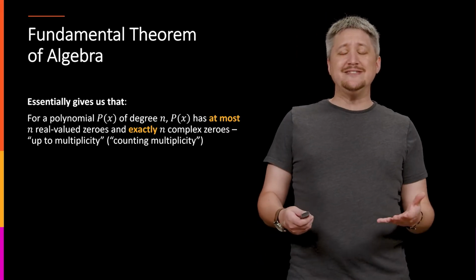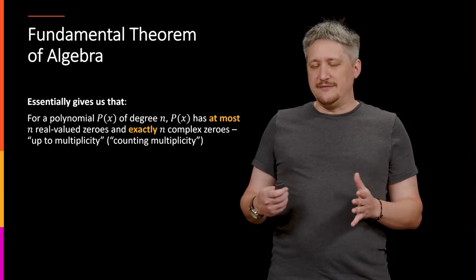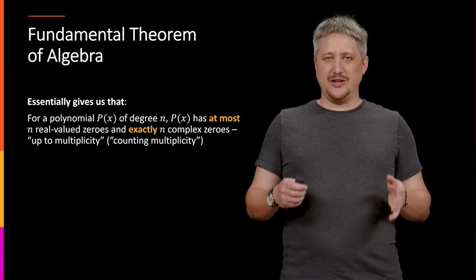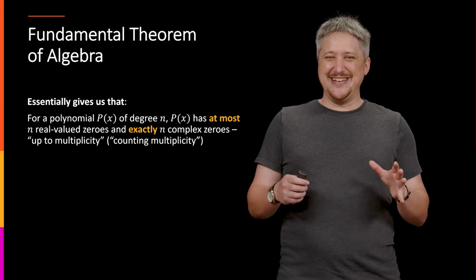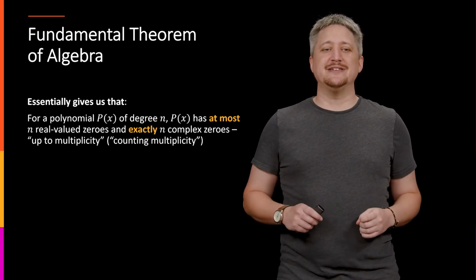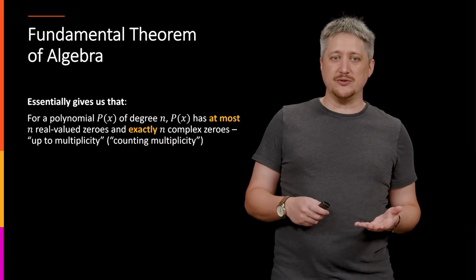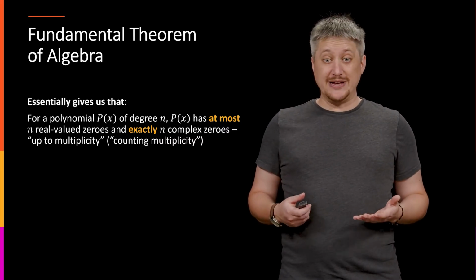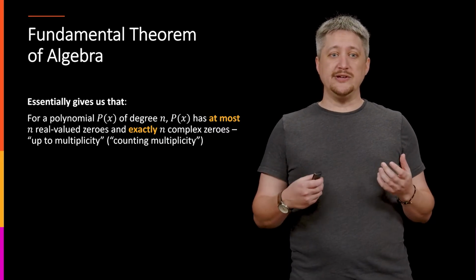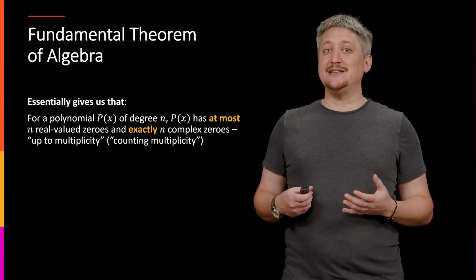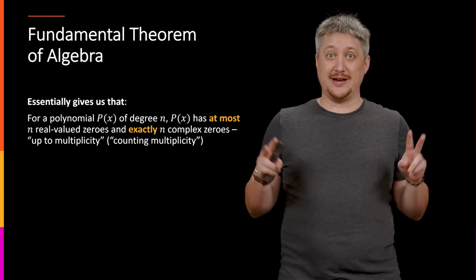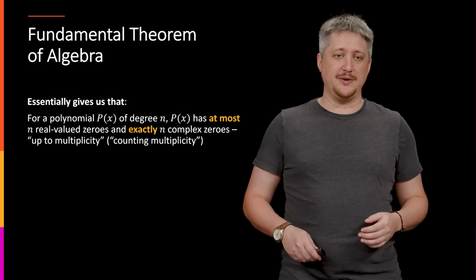All right, so what is the fundamental theorem of algebra? In fairness, the actual statement is very long, very technical, and I will not put you through that. So instead, the general idea is that if we have some polynomial, and that polynomial has degree n, then the polynomial has at most n real valued zeros and exactly n complex valued zeros up to multiplicity, or counting multiplicity. I'm going to explain what that means in a minute.